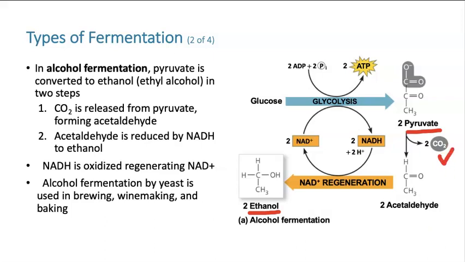This is why beer and champagne, things like that, have carbon dioxide in them, because it's a byproduct of the process. Acetaldehyde is then turned into the ethanol, and it's the alcohol that people like to drink when they're drinking alcohol. It's the thing that gets you drunk. Alcohol fermentation by yeast is used in brewing and beer. It's also used in wine making, and interestingly, you might not be aware of this, but it's also used in baking.